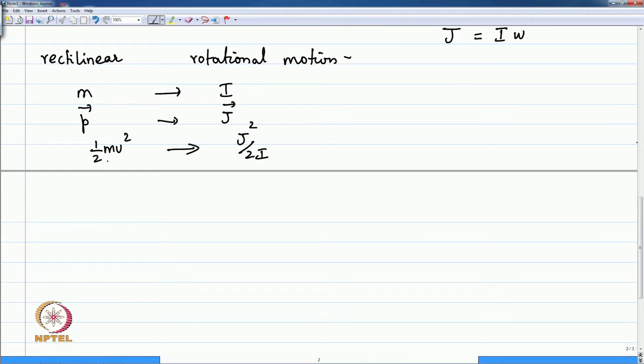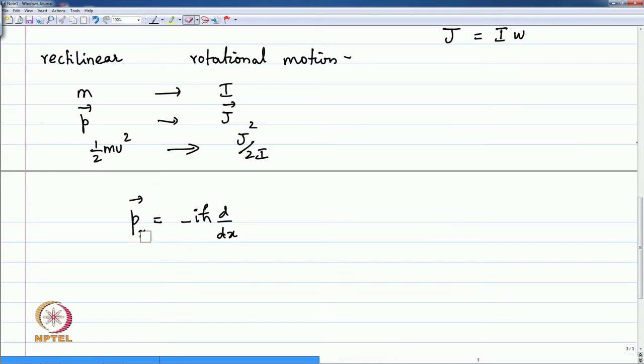In one dimensional motion, you remember the momentum was replaced in quantum mechanics by the derivative operator minus I h bar d by dx, where p is obviously, if you put the vector arrow, you should not put the subscript here, because that is a component of the momentum. If you put the vector arrow, this is the gradient operator, therefore this is also a vector. So, the momentum p is associated with the coordinate x.